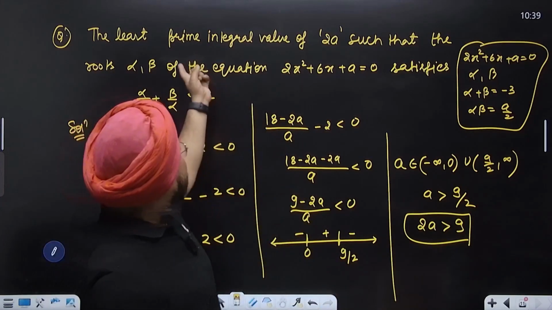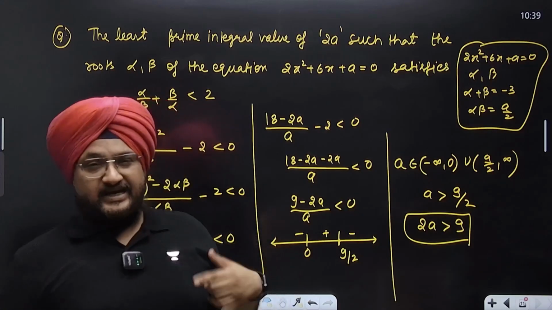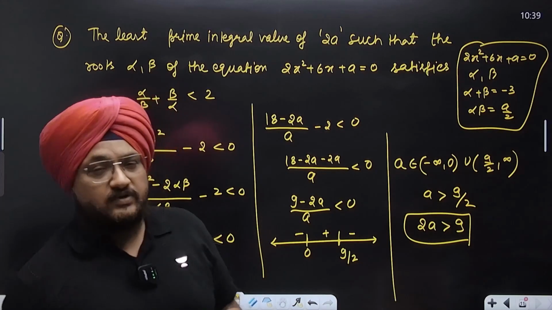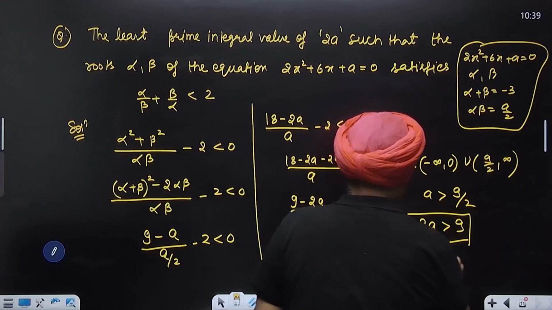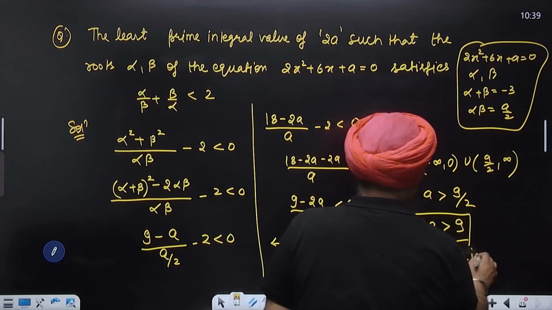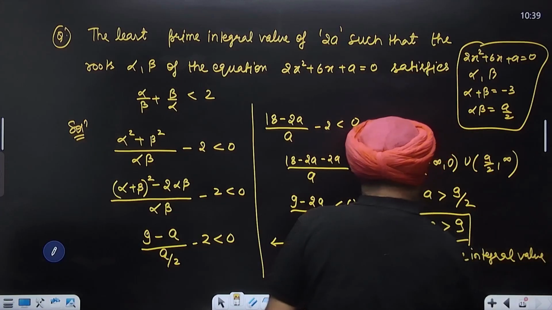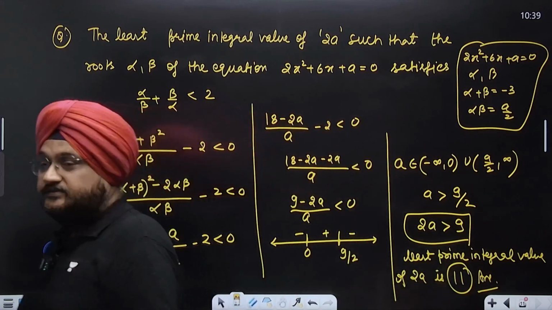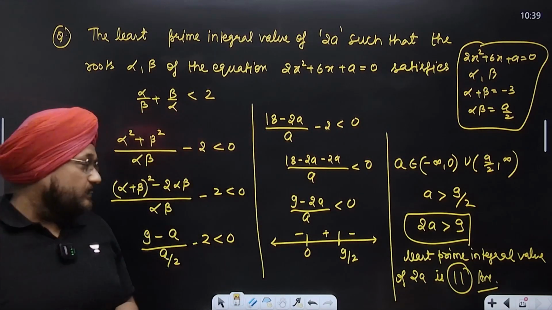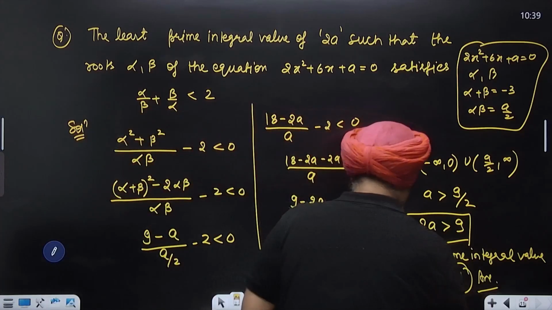Now least prime integral value will be the prime number greater than 9. Least prime number greater than 9 is 11. So least prime integral value of 2a is 11. Answer of this problem is 11. Got it? Let's go for another problem.